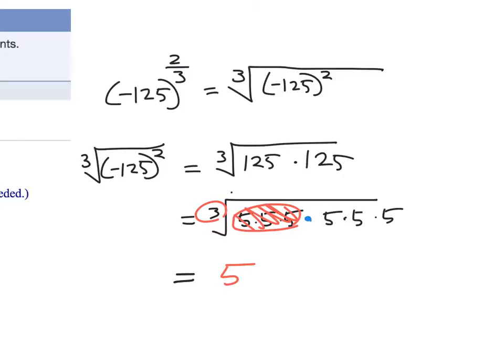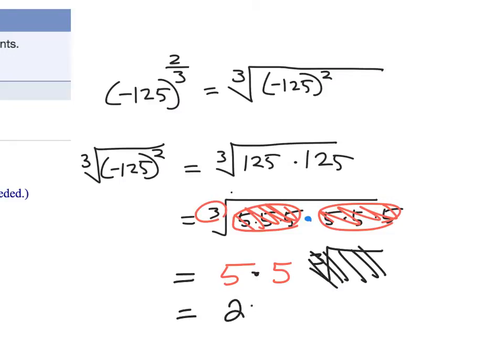And then we can circle another 3 5s, cross them out, and write one of them down. And what are we left inside the root notation? Nothing. So it goes away, and our answer is 25.